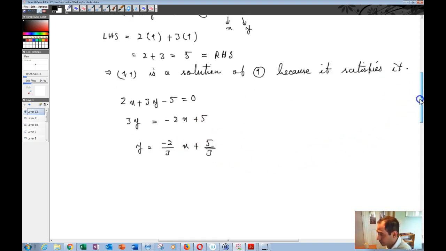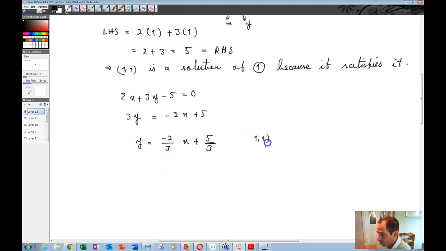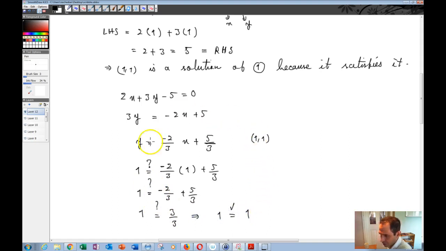Now if you take the point 1 comma 1 and substitute it in this equation, you would get 1 is equal to negative 2/3 times 1 plus 5/3, so 1 is equal to negative 2/3 plus 5/3, and 5/3 minus 2/3 is equal to 3/3, so 1 is equal to 3/3. Of course 1 is equal to 1. So you see that this point 1 comma 1 is satisfying this equation.